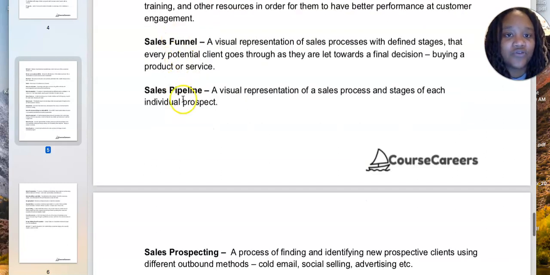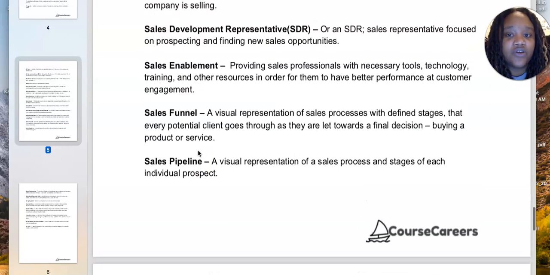Okay, next we have the sales funnel. The sales funnel is a visual representation of the sales process and defines stages that every potential client goes through as they are moving towards the final decision. So I like to think of the sales funnel like this. And as you can see, the top of the funnel is the biggest. So for example, as you're going down the sales funnel, your number is going to decrease.